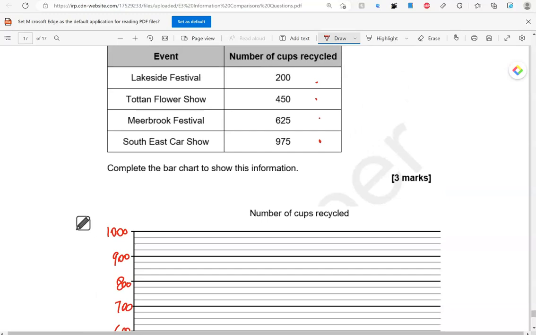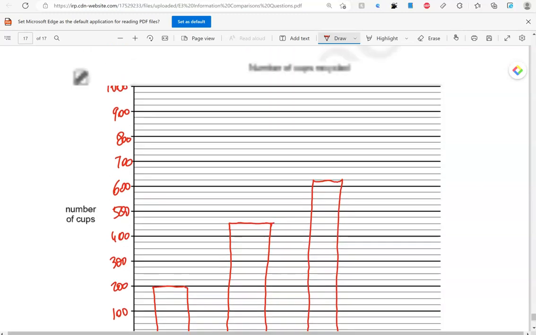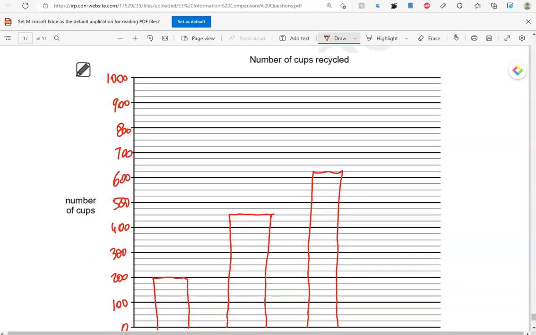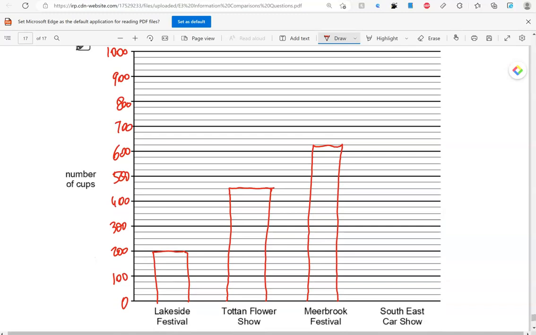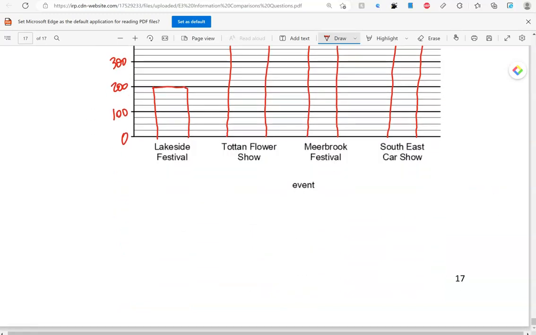Meerbrook Festival, 625. So there is 600, it's going to be 625. And finally, Southeast Garchow, 975. So that's going to go up to this point. Again, my drawing doesn't look perfect because I can't use a ruler, but when you do it on paper, you can. And you should. And that's the end of the questions.